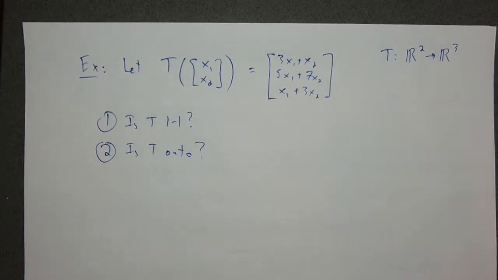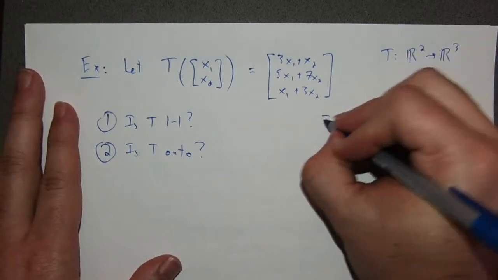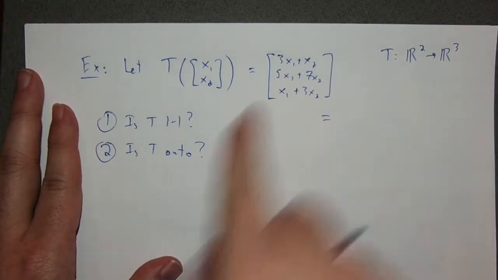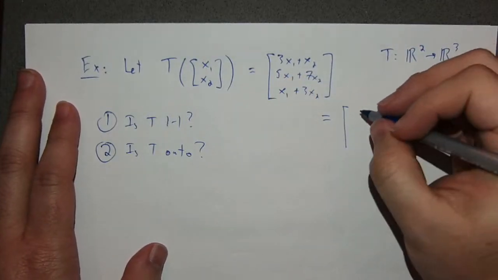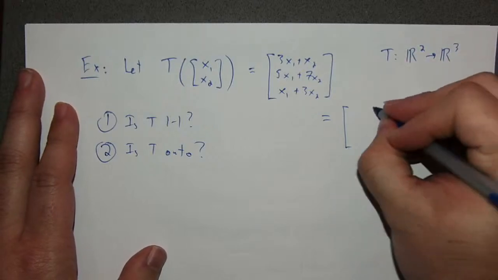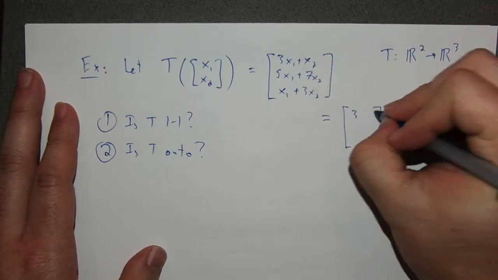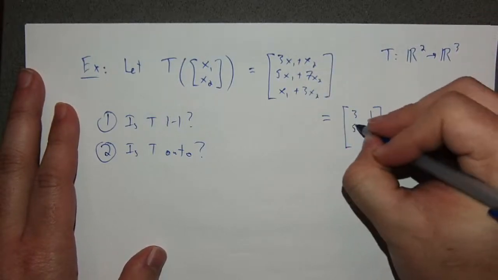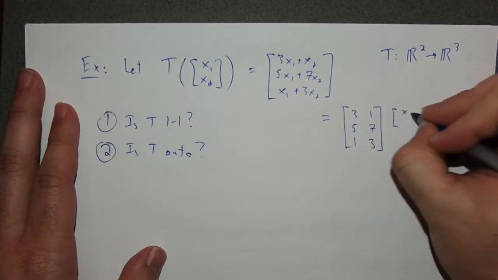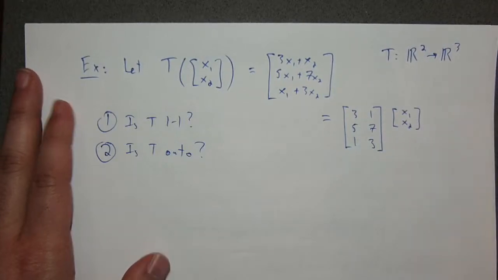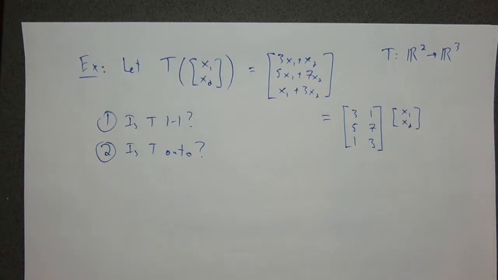So first of all, in order to answer these questions, it's always best to be working with the standard matrix for T. What's the standard matrix for T? I can actually just read the standard matrix off here. I can see it. So the standard matrix for T is 3, 1, 5, 7, 1, 3, right? So here's my A.